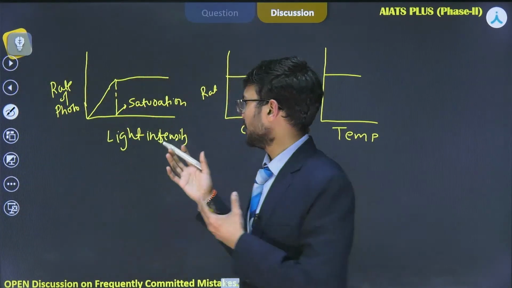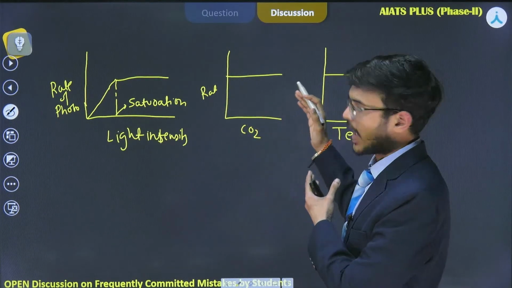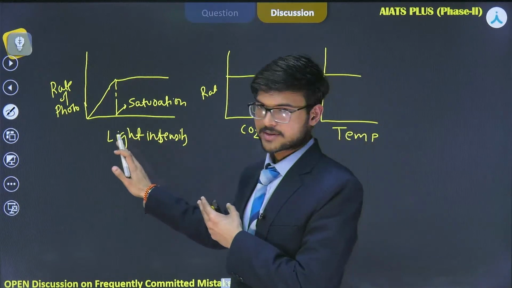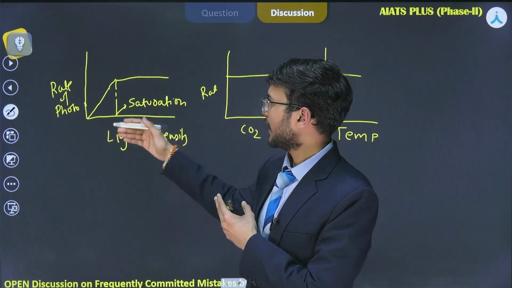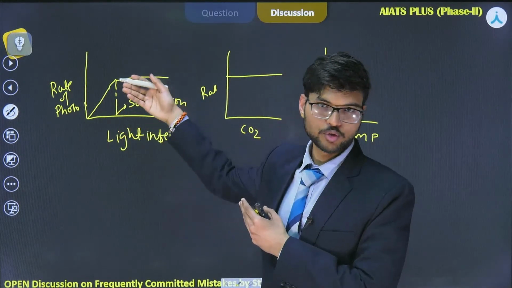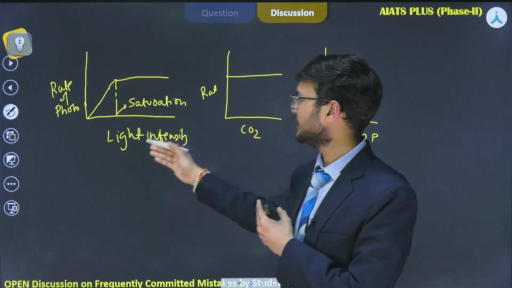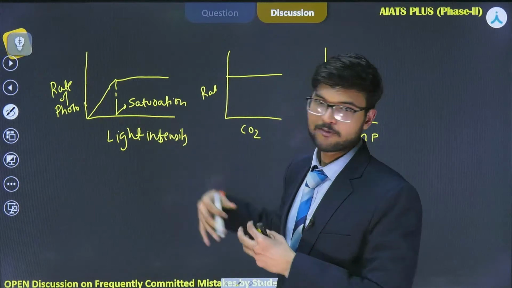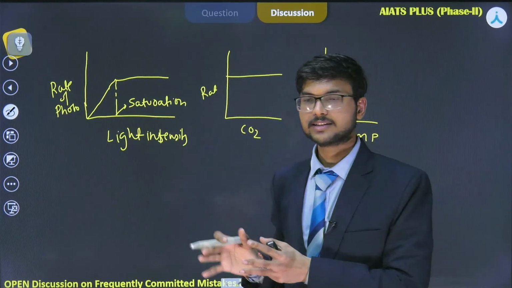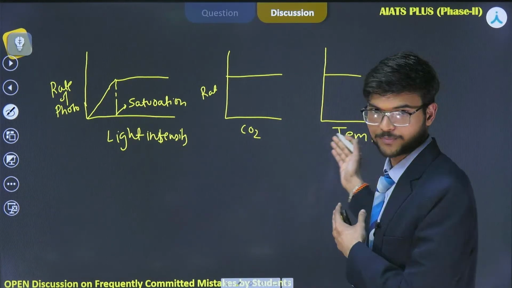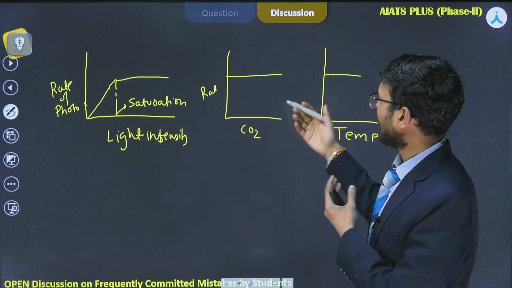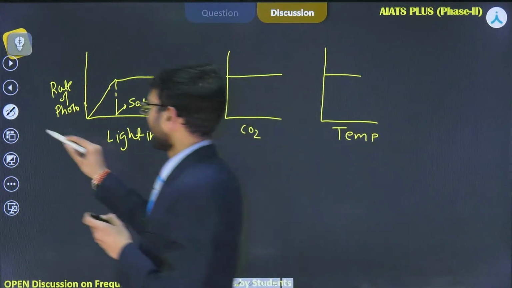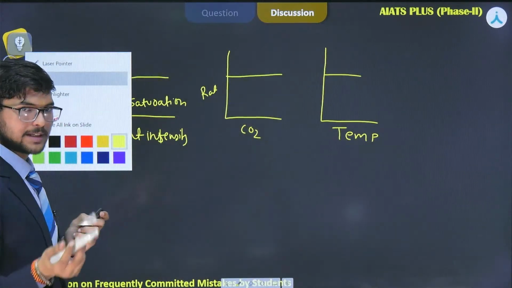Now what may be the possibility? Now carbon dioxide in the atmosphere may be a limiting factor. After the saturation, as the plant is not able to increase its rate of photosynthesis even after increasing the light intensity in the environment, the plant may be lacking in some other factors like carbon dioxide or temperature. So it can be carbon dioxide or it can be temperature. That's what Blackman's law of limiting factors says.